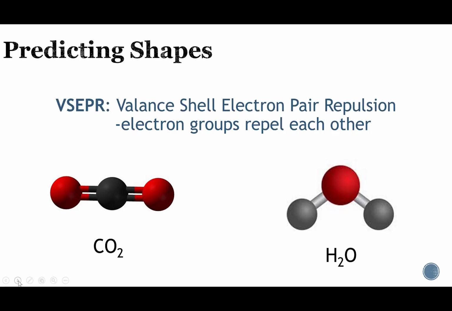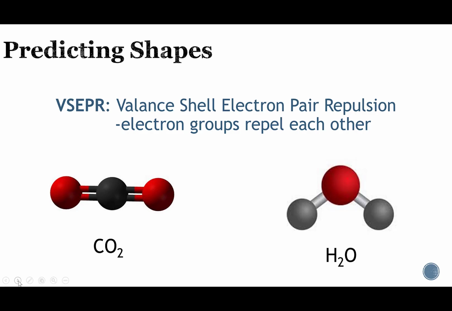So how do we know to draw one of these as a straight molecule and one of them as bent? We're going to use a theory called VSEPR. VSEPR stands for valence shell electron pair repulsion. That's a lot of really big words. So let's break this down. I'm going to start at the beginning.